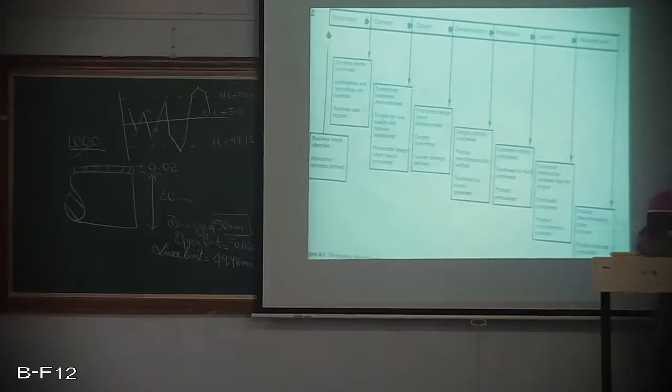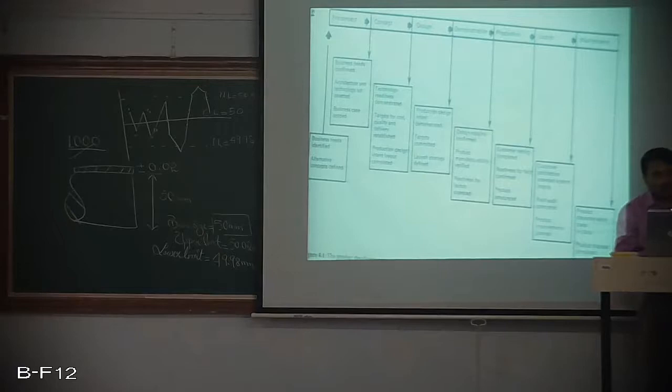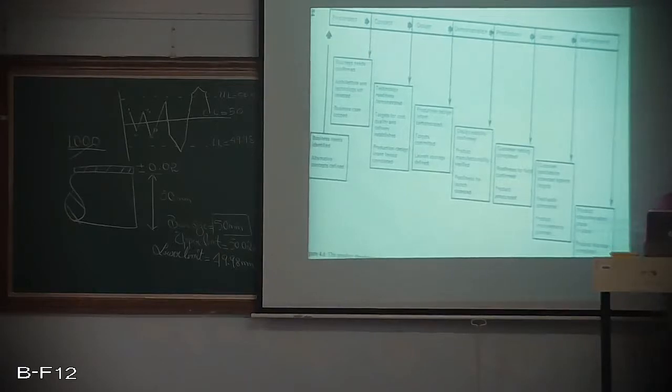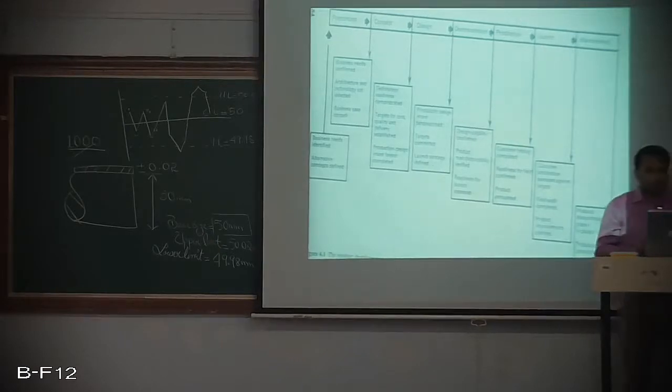That is before concept. What are the inputs that we are going to take from the customers? So then what is the thing we are going to get from this pre-concept is that business needs confirmation. That means I need to go for this design, so I need confirmation that whatever the customer requirements are true or false. And then architecture and technology sets are selected, business case scoped, it is enhanced.